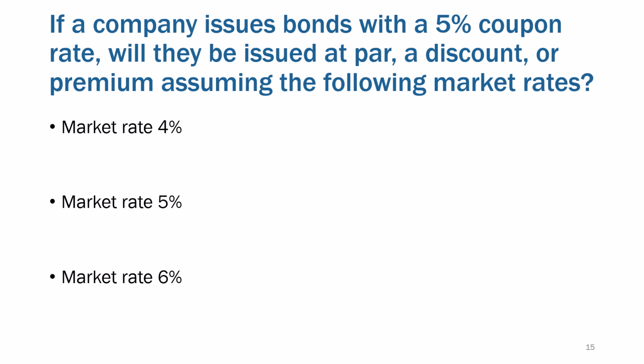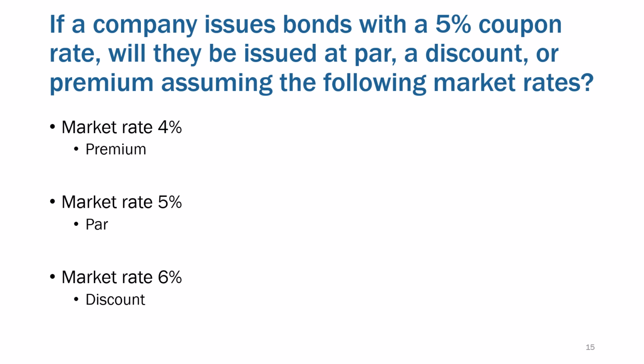If a company issues bonds with a 5% coupon rate, will they be issued at par, a discount, or a premium, assuming the following market rates? Okay, so just kind of 3 independent questions. So if we got a 5% coupon rate when the market rate is 4%, people are going to want our bonds. They're going to pay more. They're going to pay a premium for our bonds. If the market rate is 5% and that's what we're offering, we're going to issue them at par. And then if the market rate is 6% and we're only offering 5%, they're going to go at a discount.